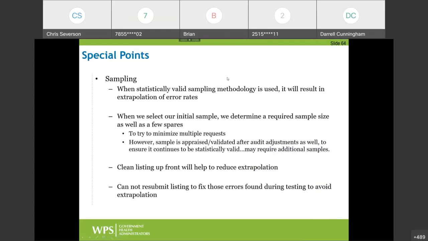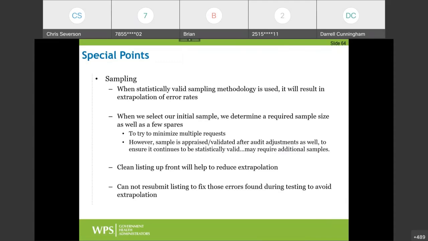Then we talked about sampling a little bit. In a perfect world, we'd be able to address all of the errors prior to the detailed testing, prior to the sampling, but there might be situations where there's inaccurate data on the listing or something we couldn't clearly identify up front, and that becomes an extrapolated error rate, an error that we have to extrapolate.